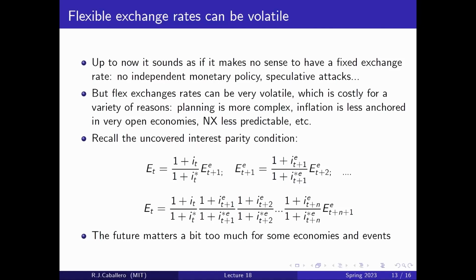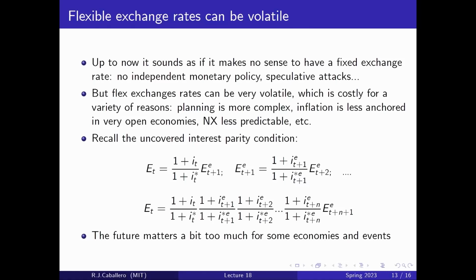So the expected exchange rate for t plus 1 is equal to 1 plus the expected domestic interest rate 1 period from now, divided by 1 plus the international interest rate expected 1 period from now, times the expected exchange rate for t plus 2, 2 years from now. And I can keep doing this. I can replace this by something equivalent with all the sub-indices shifted by 1 year, and so on. And so I can end up writing this exchange rate as a product of lots of things that can happen in the future.